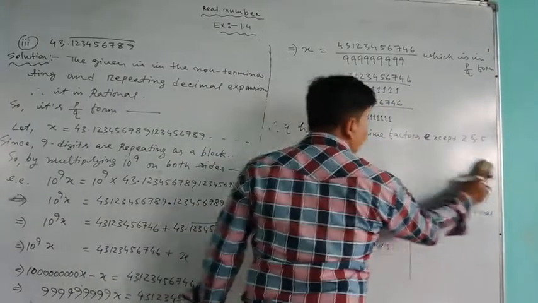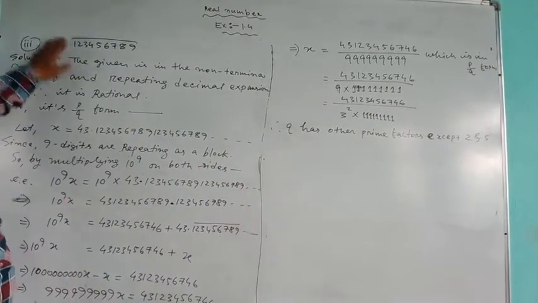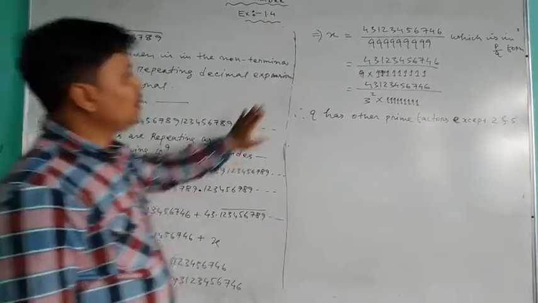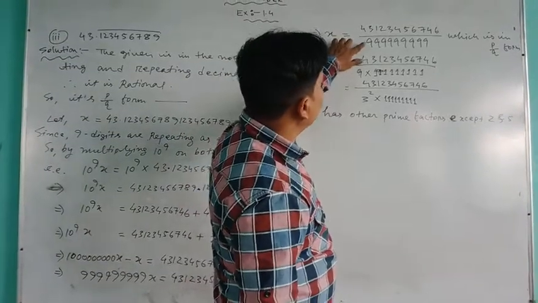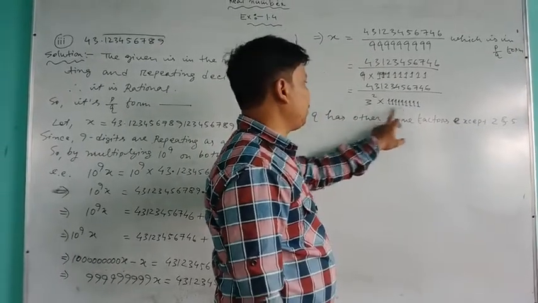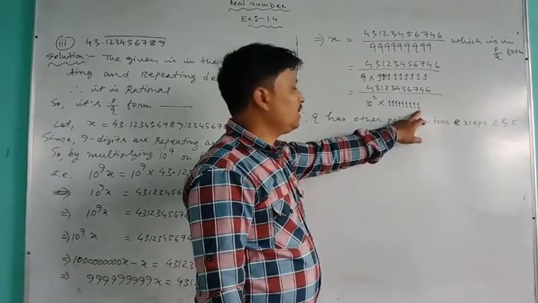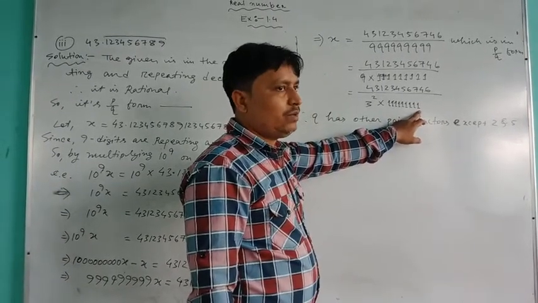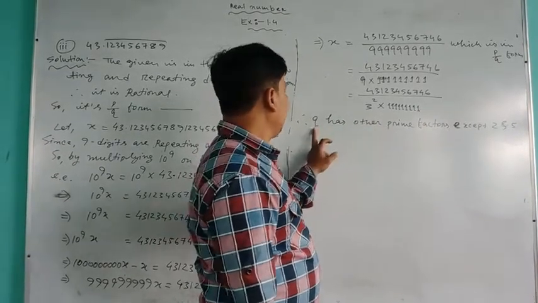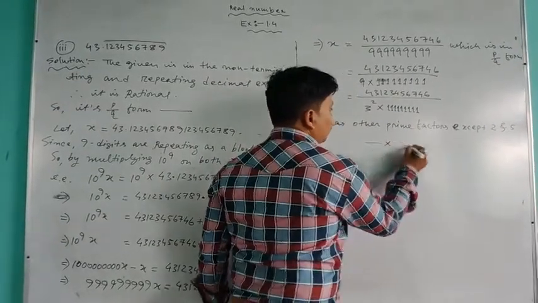So this way we can express a non-terminating repeating decimal expansion in p by q form, and first we have to express the denominator in prime factors. Then we write which prime factors are possible. The last digit is not 0, so 2 and 5 cannot be prime factors. So q has other prime factors except 2 and 5. So that's all.